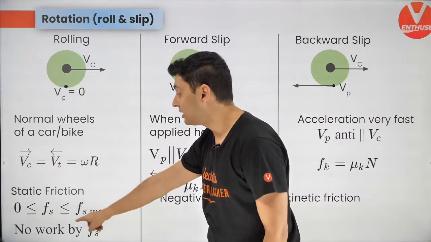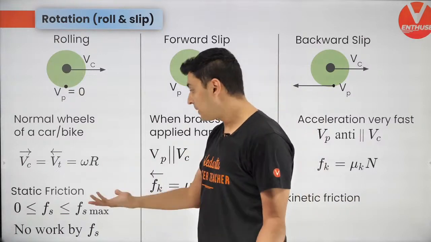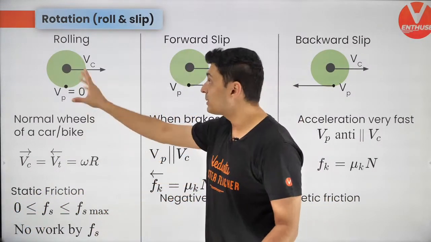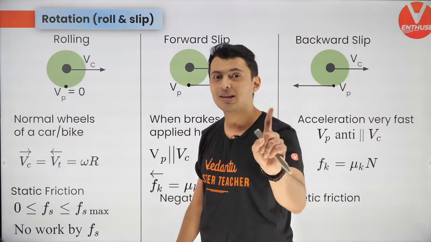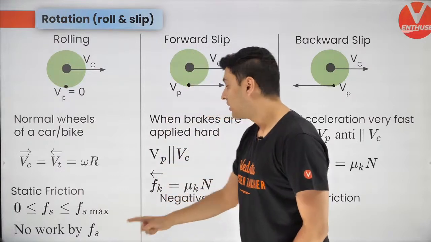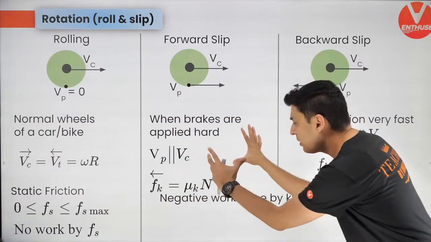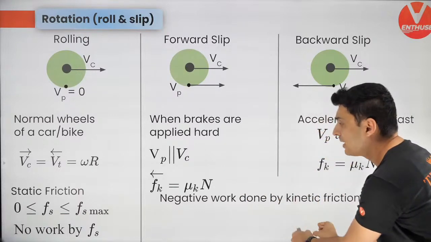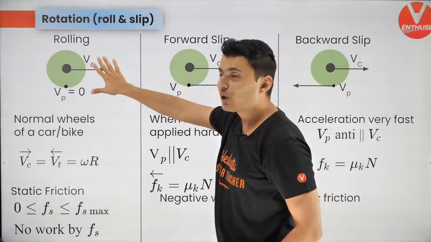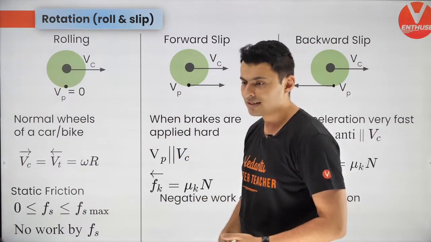In rolling, friction does not do work. Friction will be static if present. It could be zero or it could be fs max. Sometimes even in rolling problems, no friction will act. But even if it acts, no work will be done. Also, in slipping, kinetic friction will be there and it will always suck away the energy, negative work, because when it slips, it will do negative work. And in rolling, you can conserve mechanical energy. Keep this in mind.